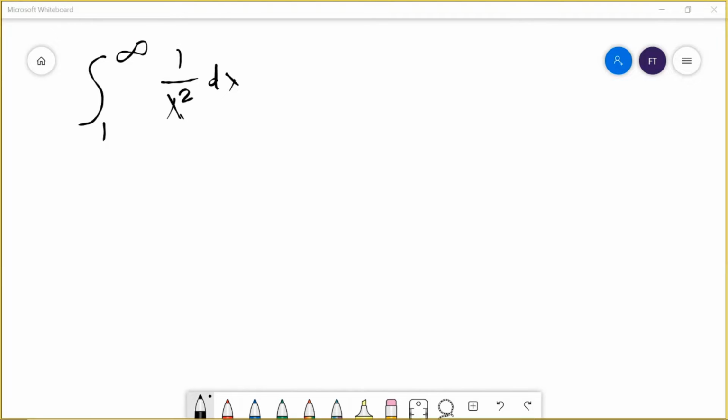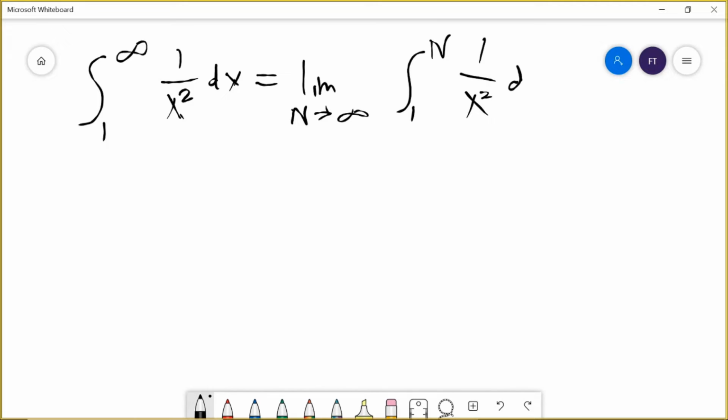To evaluate this integral, we observe that this is an improper integral. And so thus we have to replace the infinity with an n. And so we see that this is the limit as n goes to infinity of the integral from 1 to n of 1 over x squared dx.